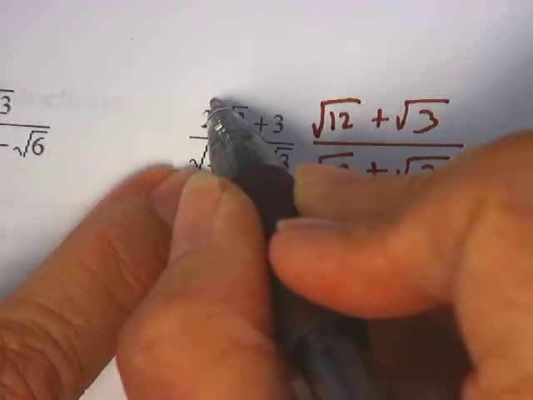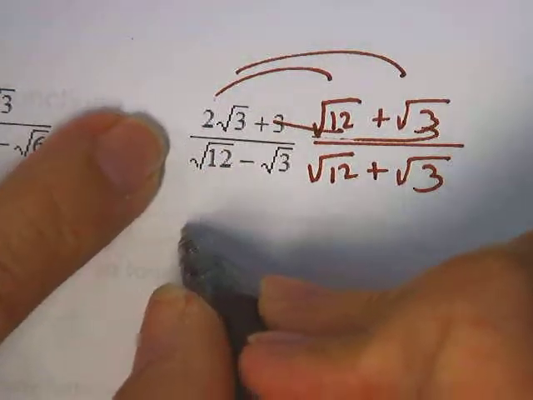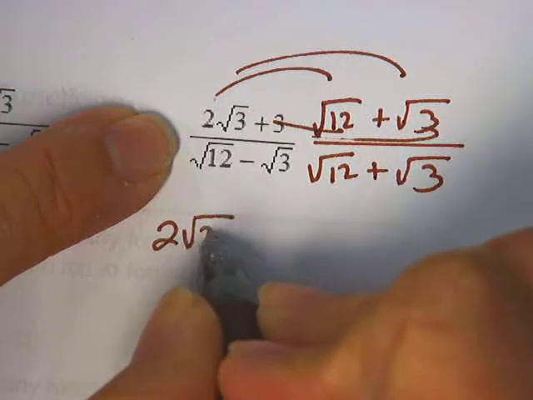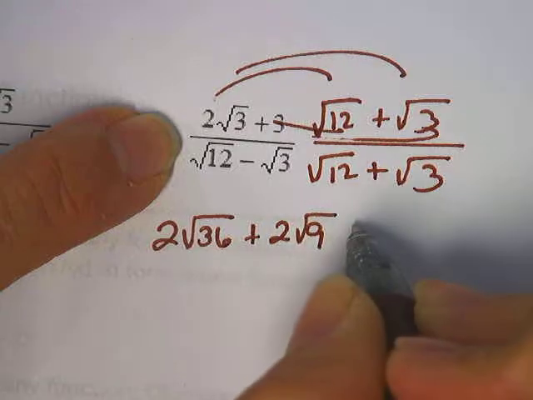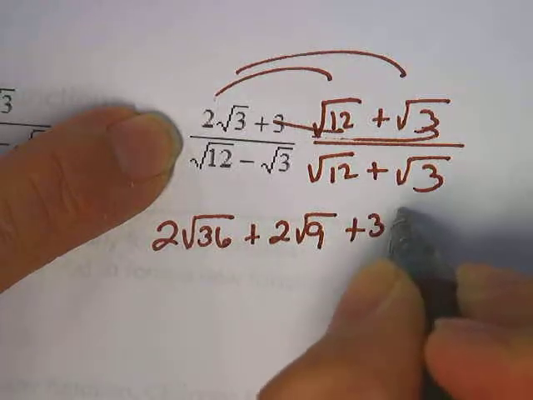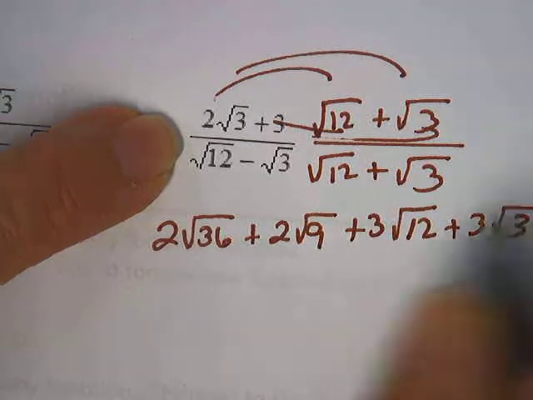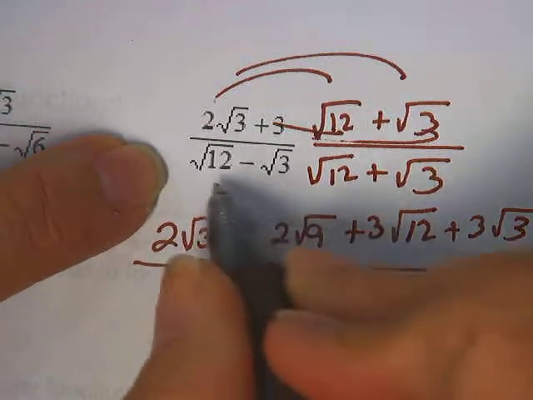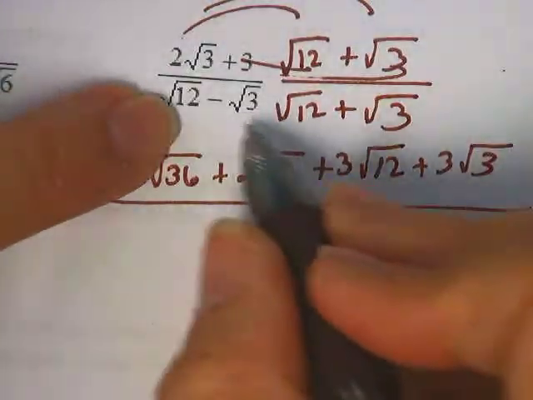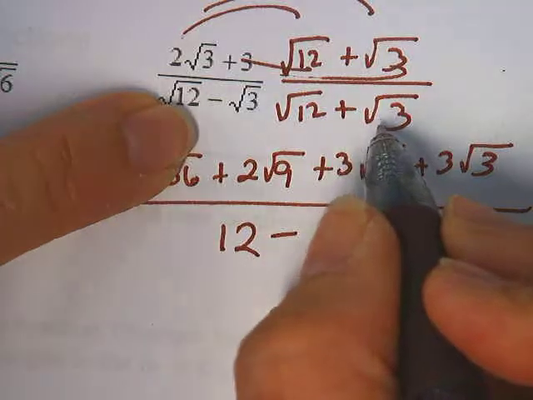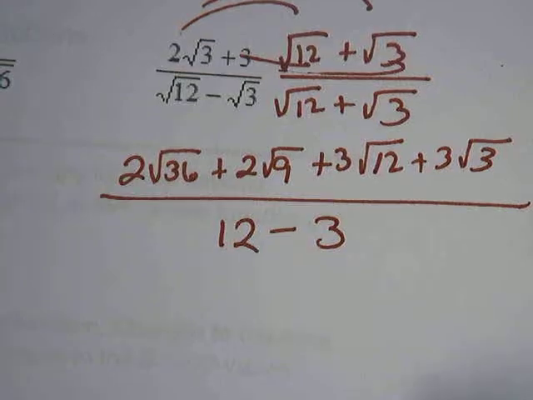So we've got to do our FOIL on the top. So we get 2 times the square root of 36 plus 2 times the square root of 9 plus 3 times the square root of 12 plus 3 times the square root of 3. All of this is over the square root of 12 squared, which is 12, minus the square root of 3 times 3, which is 9. So the square root of 9 is 3.